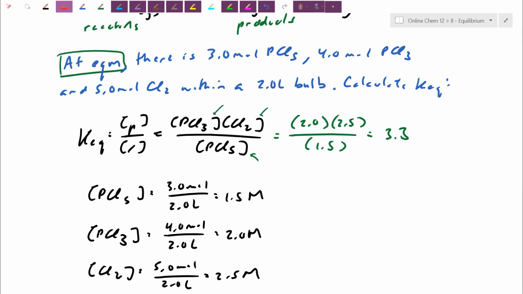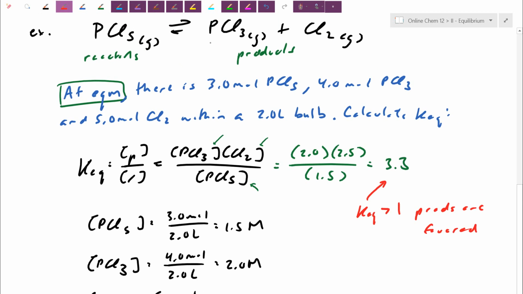What does that number mean? Again, this number here, KEQ, is bigger than 1. That means products are favored. That means we have a situation where at this temperature we have more of the PCl3 side than the PCl5 side. Right? Easy as that. This is now a constant for us.